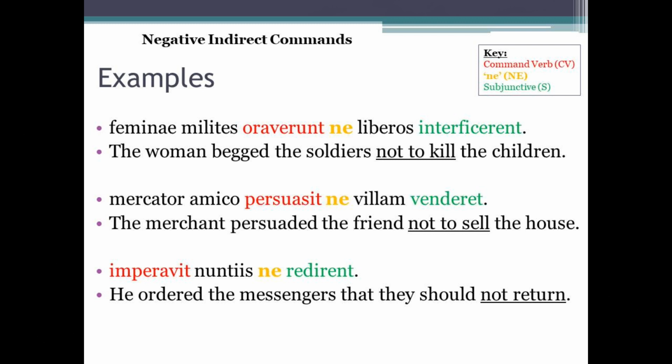Feminae milites oraverant, ne liberos interficerent. The woman begged the soldiers not to kill the children. Mercator amico persuasit ne villam venderet. The merchant persuaded the friend not to sell the house. Imperavit nuntiis ne redirent. He ordered the messengers that they should not return. So in all of these sentences, ne has been translated as not.